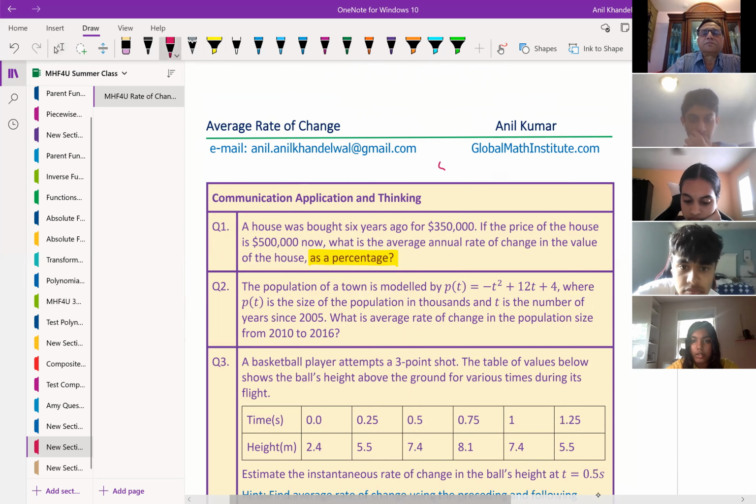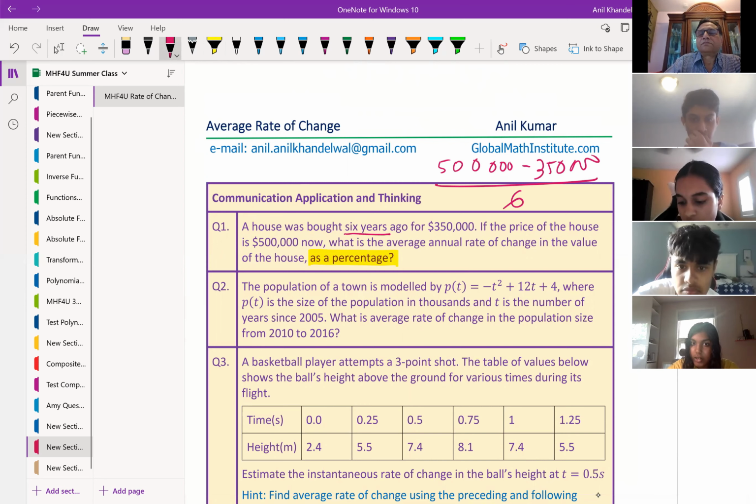I would do the change over 6. You will find a value, correct? After this value, this is the average rate of change. Now tell me, how will you calculate it? What is the average annual rate of change in the value of the house as a percentage? How will you calculate this average rate of change as a percentage? Tell me this, Vishruta.